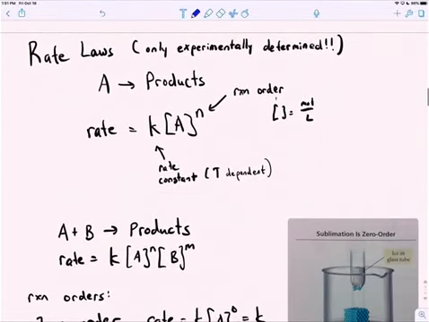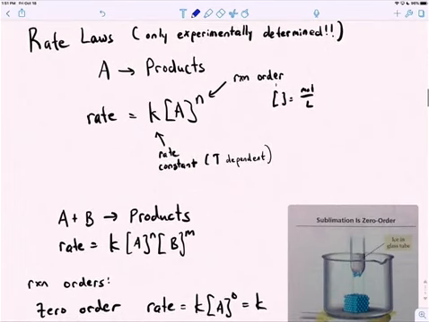Okay, so rate laws. We're going to talk about rate laws. And right now, where we are at with our understanding of chemistry, we can only experimentally determine rate laws. So rate laws are not something we can determine by using computer simulations or other things. We're getting better, but we're just not there. It's really only experimentally determined.